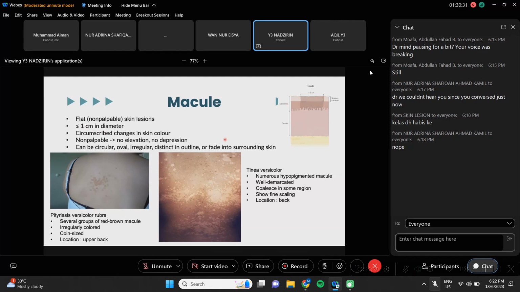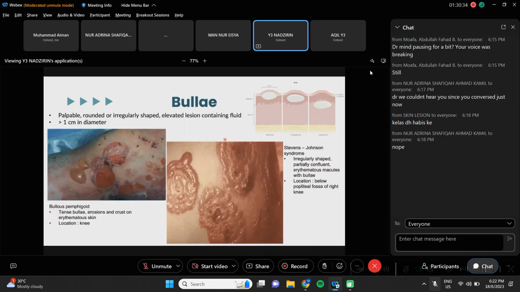For bullae, you mentioned tense bullae, but you can also have flaccid bullae, which rupture easily. So you might look into different examples of conditions that present with flaccid bullae, such as pemphigus vulgaris. They present with flaccid bullae. They also have mucosal involvement.